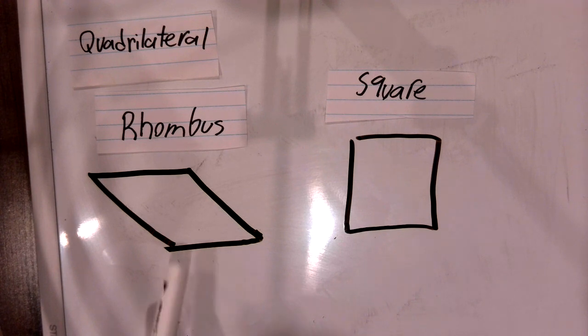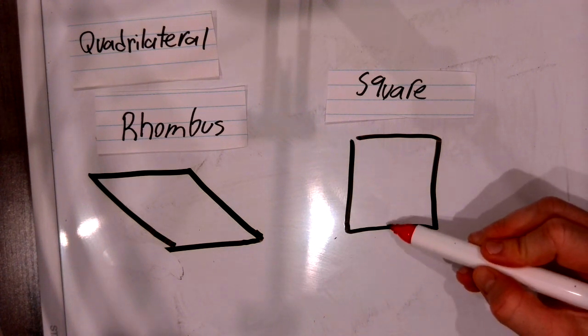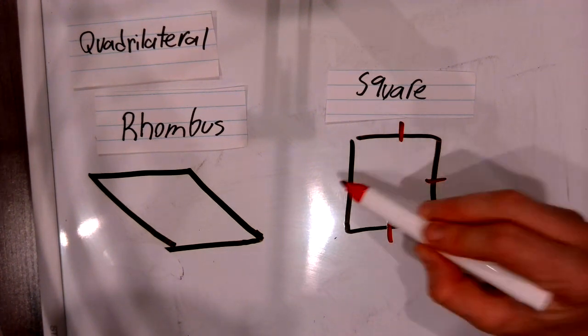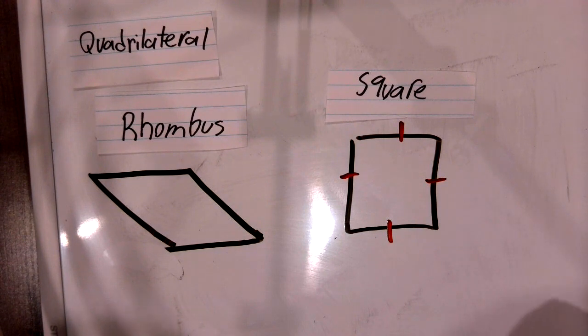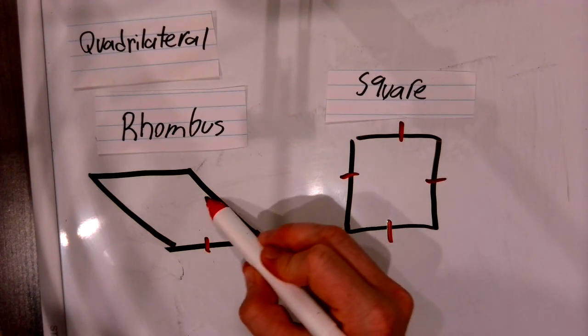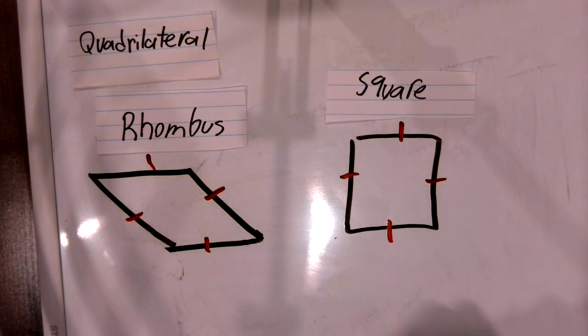So both a rhombus and a square, they're both quadrilaterals. So they both have four sides. And all four sides are congruent. So all four sides are equal to each other. So this is the same length. All four sides are the same length. In a rhombus, all four sides are the same length.